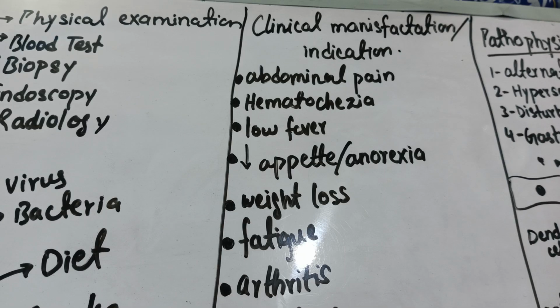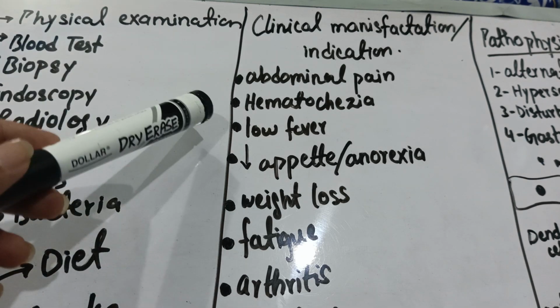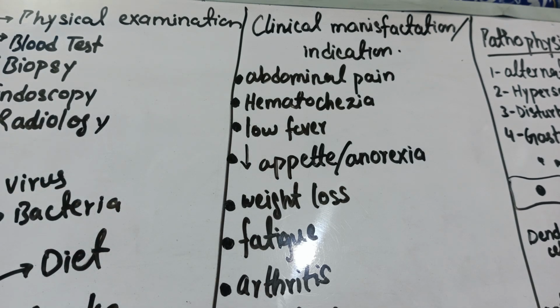Now we are going to see the clinical manifestations or indications of a particular disease. What is meant by clinical manifestation? These are the indications which you feel from that particular disease. So you can call clinical manifestations the symptoms. Here I have written some symptoms of inflammatory bowel disease. You are going to feel abdominal pain. Hematochezia is a condition in which you observe blood in your stools. Therefore it usually happens in ulcerative colitis.